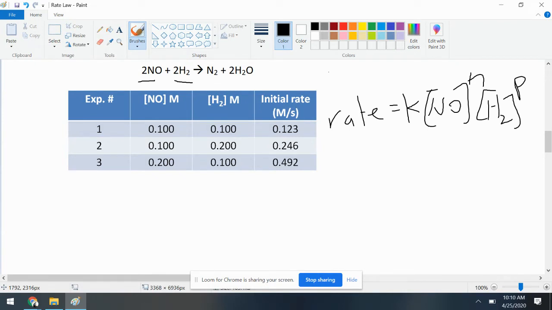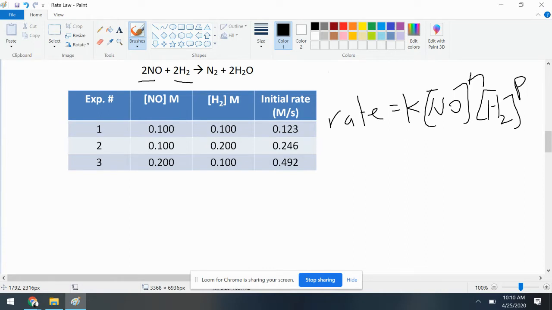Okay, and here's another misconception: you can't use the balanced equation to help you figure out the reaction order for this reaction here. Okay, you can only use the initial rates and the experiments that I'm going to provide for you, unless you're in a laboratory setting and you're collecting data to figure this out. Okay, so let's start with NO first.